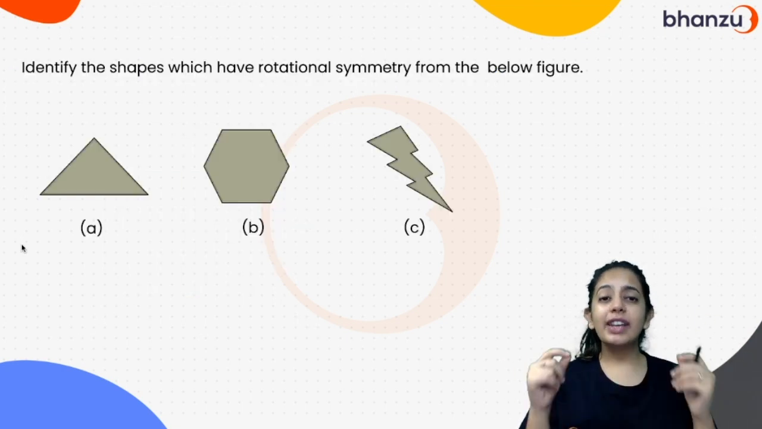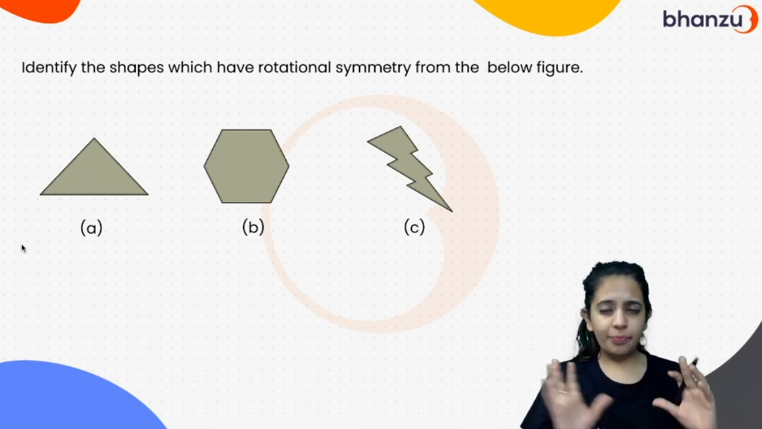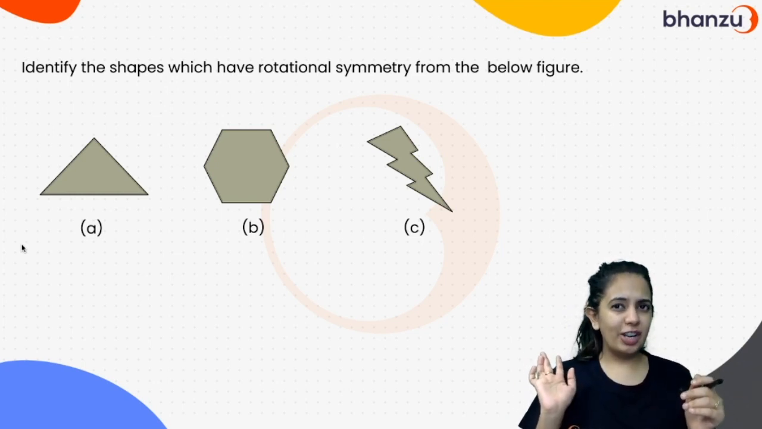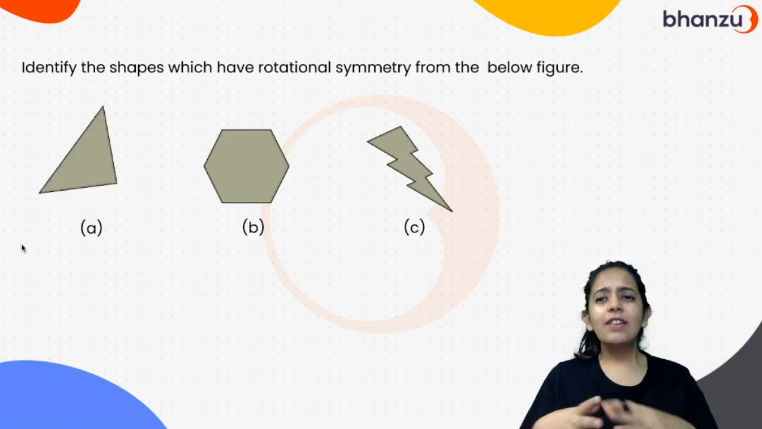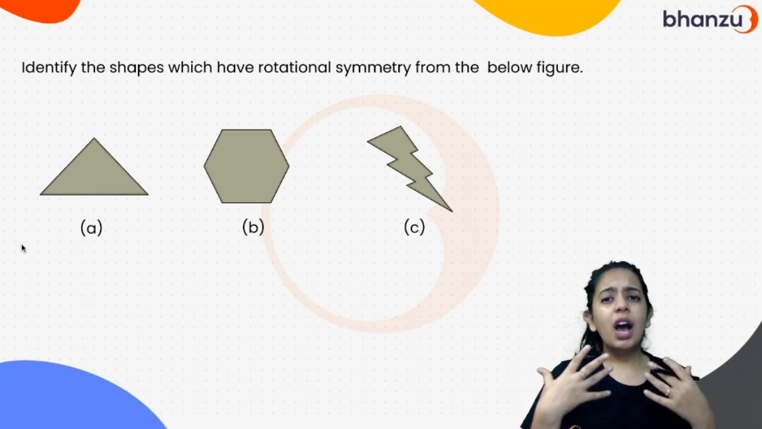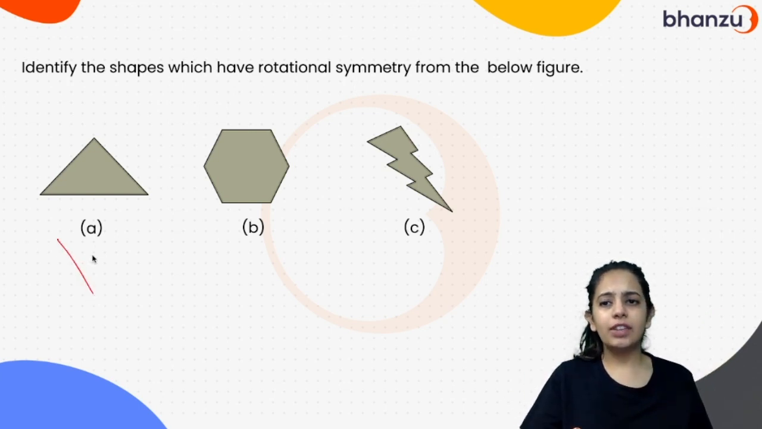Identify the shapes which have rotational symmetry. So we have to make it on a sheet of paper and try to rotate each shape, right? And if the rotation is less than 1 full turn and it is looking the same, then only the shape has rotational symmetry. So let's check one by one. If I rotate the first one, only in one full rotation it is going to look the same. Otherwise, it is not looking the same by any sort of rotation, right? So it doesn't have rotational symmetry.